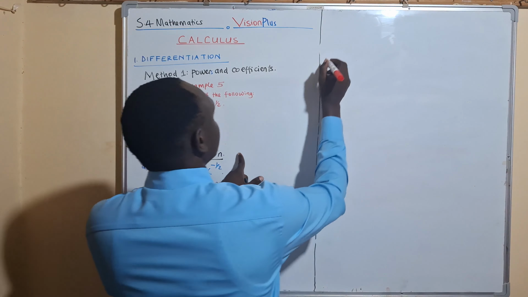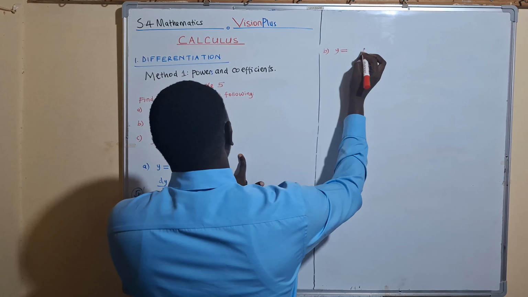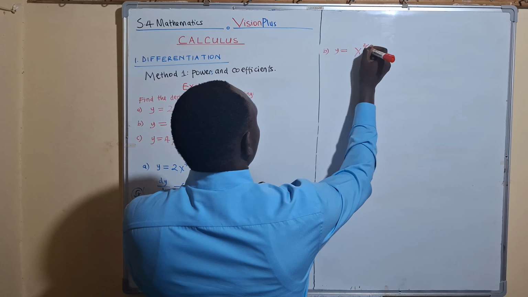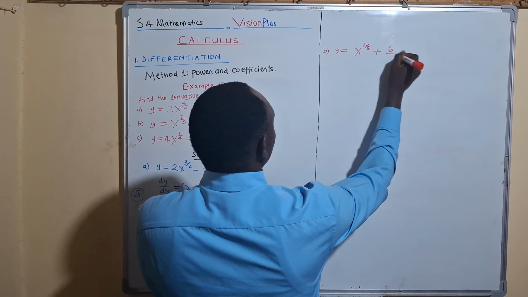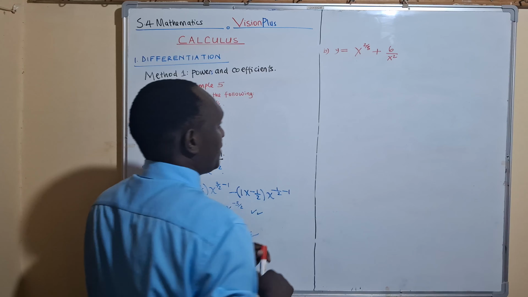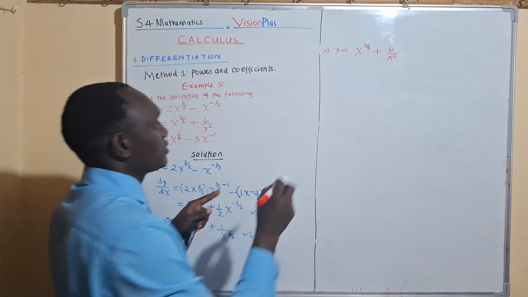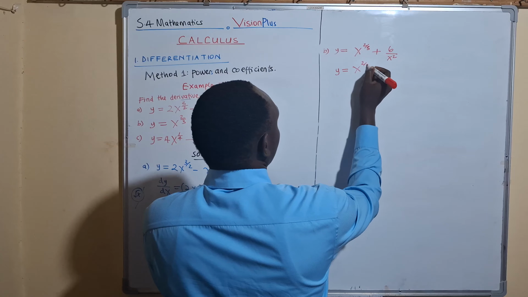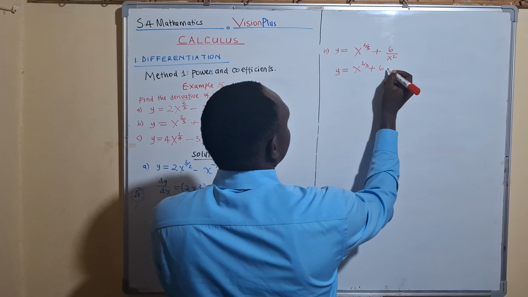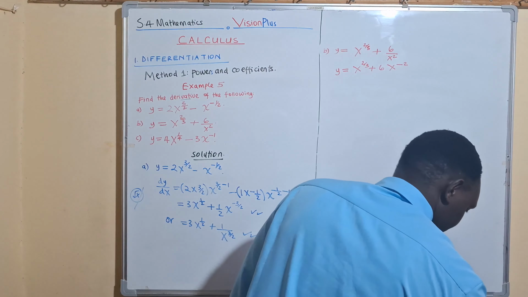Going to part B. Part B: y equals x power 2 out of 3 plus 6 out of x squared. In part B, x has occurred on the denominator, so we make it appear on the numerator. Therefore, we shall have x power 2 out of 3 plus 6 x power negative 2. That power now changes to negative.